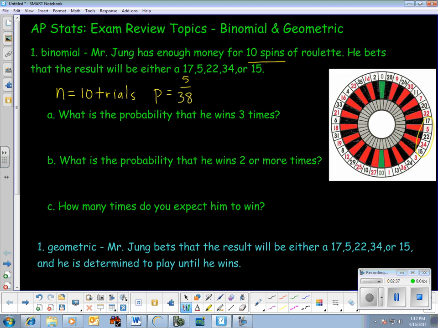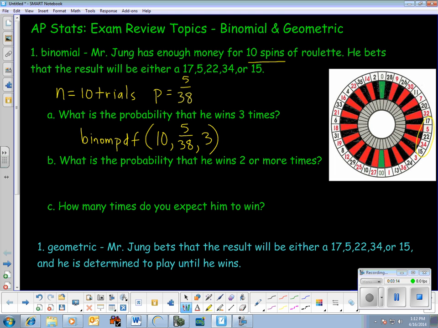So let's skip right to it. Now there's a big formula that involves combinations and there's some exponents. Let's just do what you need to do on your test, all right? The command we want to use for the probability that Mr. Zheng wins exactly 3 times is binomial or binomPDF. PDF is for 1 at a time, probability density function. And the inputs are NPR, like the radio station. N is 10 trials, the probability of success is 5 out of 38, and I'm asking about 3 times.